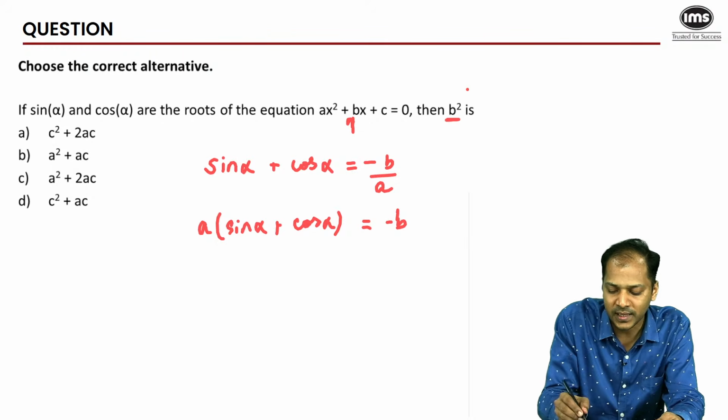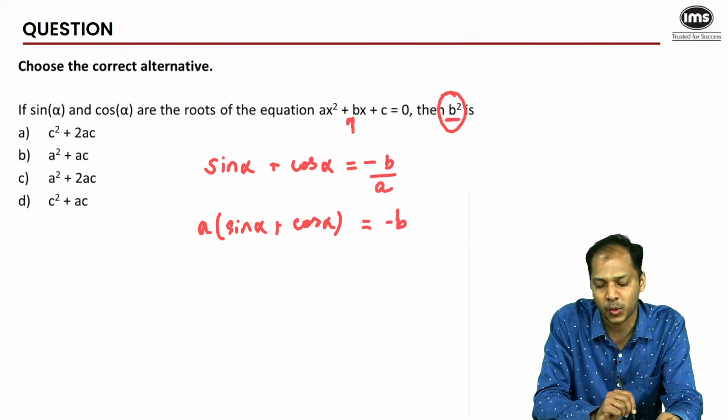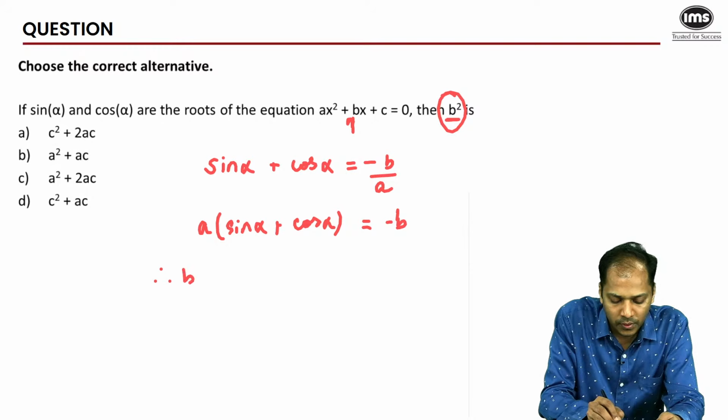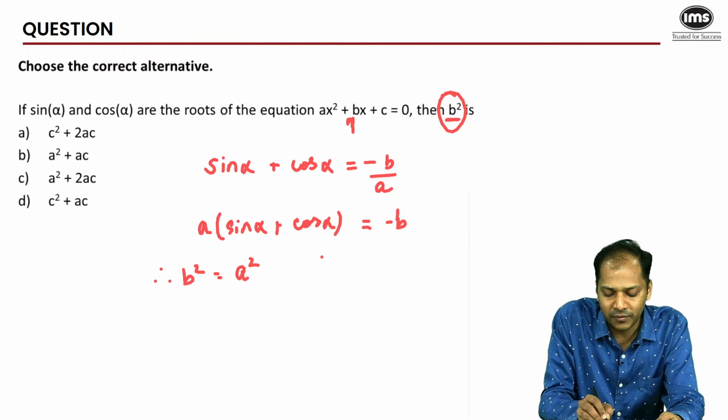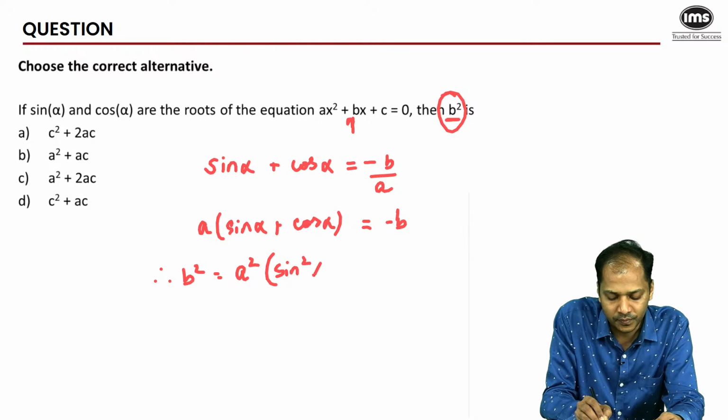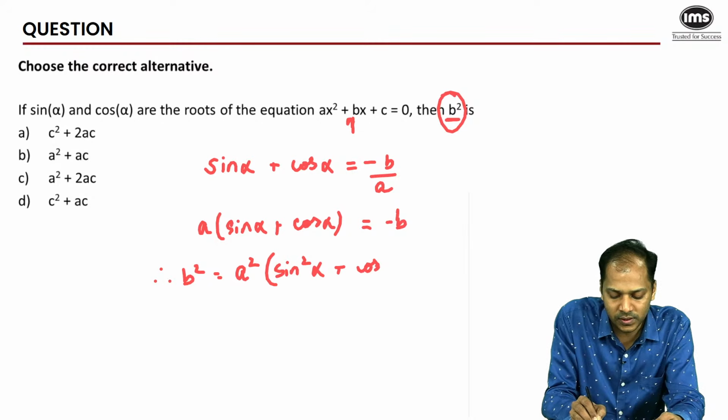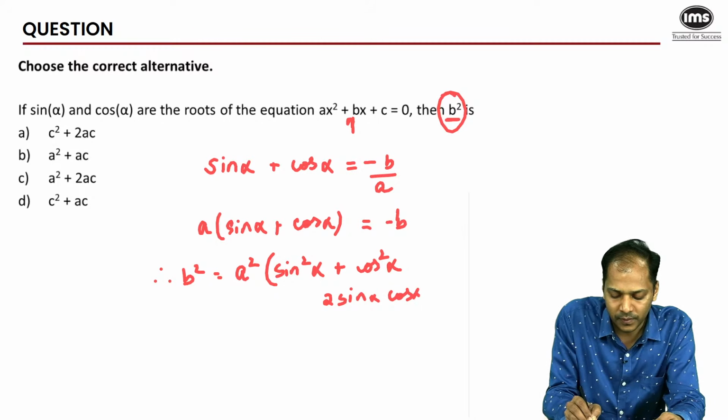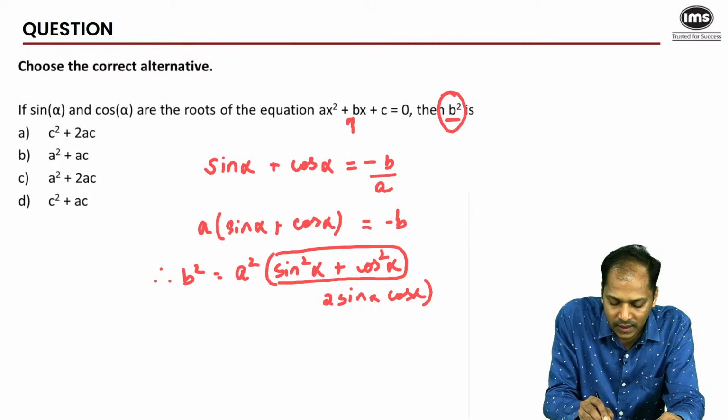So if we square both the sides, we will find what we had to find, the b square. So therefore b square would be equal to a square times sine alpha plus cos alpha, the whole square, which would simply become sine square alpha plus cos square alpha plus 2 sine alpha cos alpha. This is nothing but 1, so sine square theta plus cos square theta is 1.